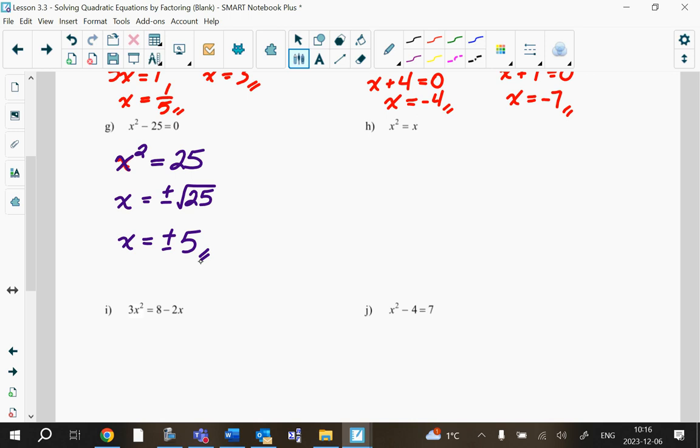How about H? What do I have to do first? Yeah, I got to move the x over to this side. So I've got to subtract x, subtract x. So I get x squared minus x is equal to 0.